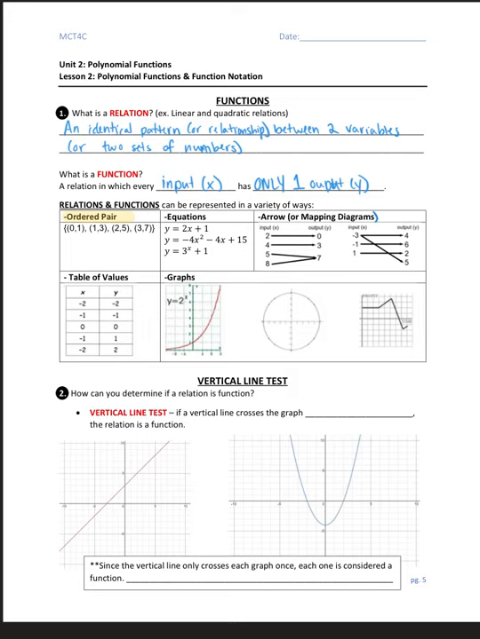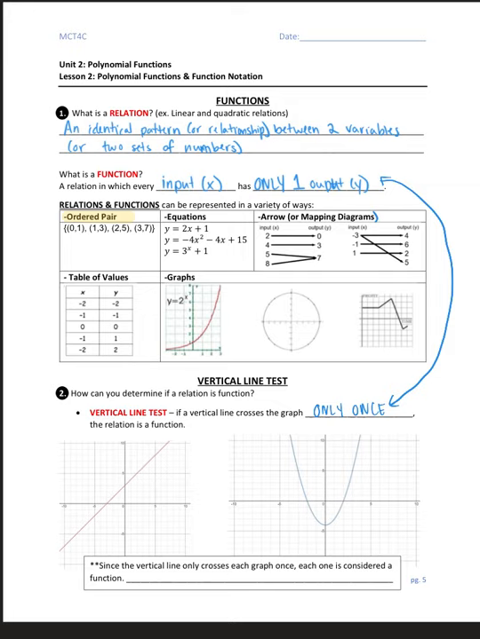But if we are looking at the graph of a function, how can we tell if it is in fact a function? It has to pass what we call the vertical line test. A vertical line test says that if a vertical line crosses the graph only once, the relation is a function. So you can see there's a direct correlation between these two things. Every x value can only have one y value. If we draw a vertical line, we're basically ensuring that there's only one y value for that given x value.